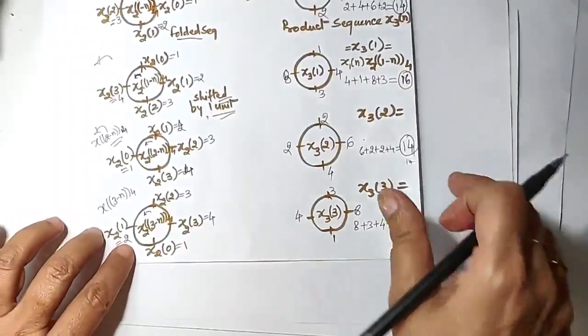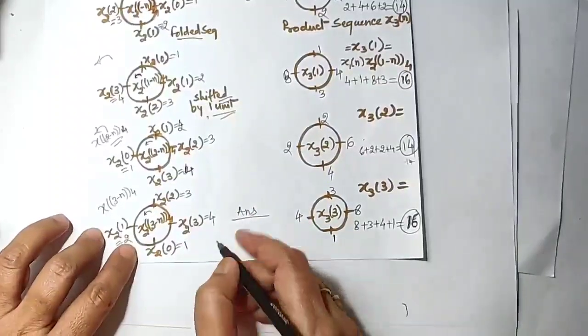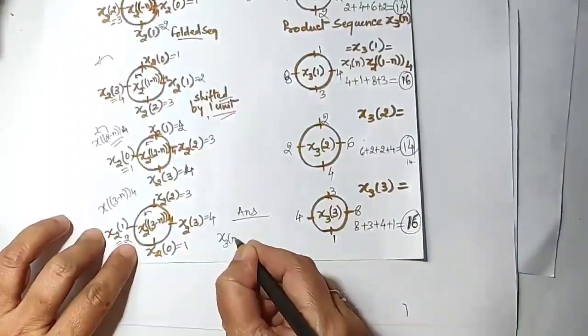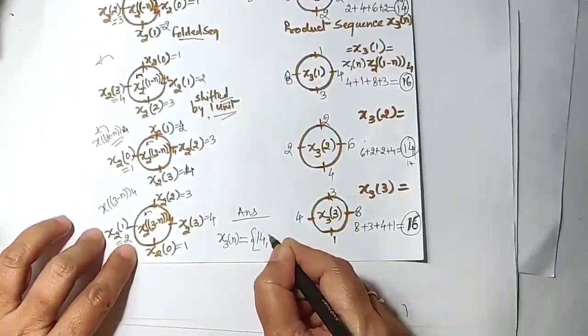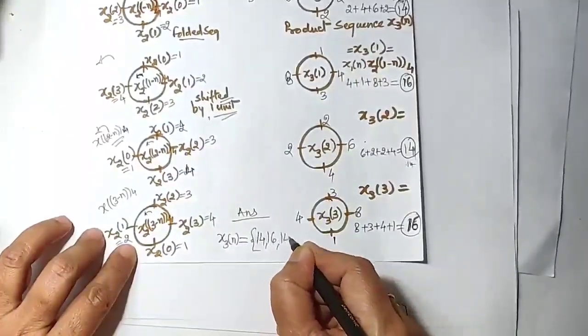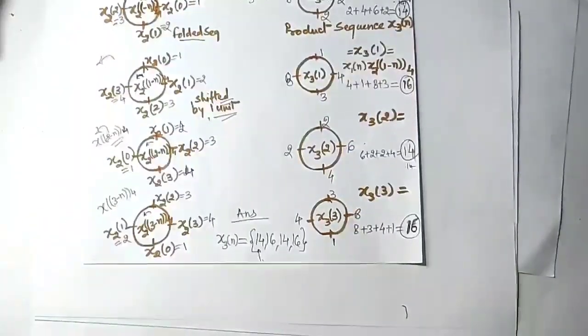So what is the circular convolution answer? X3[n] is 14, 16, 14, 16. This is our answer.